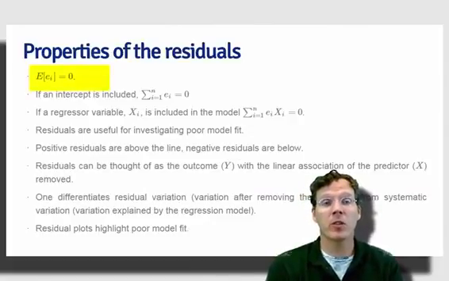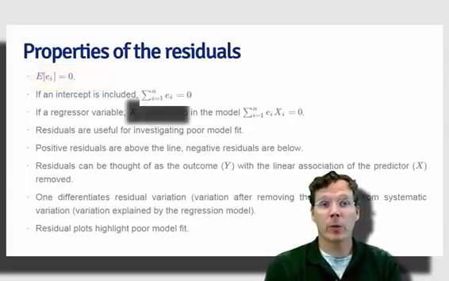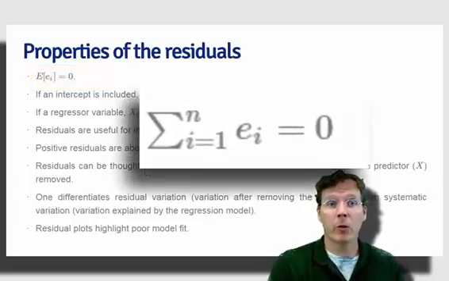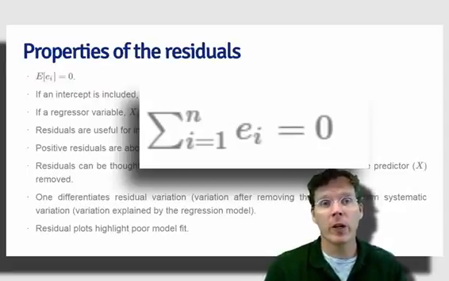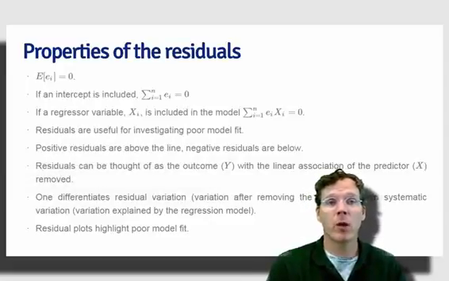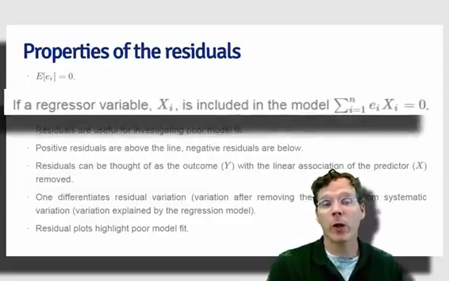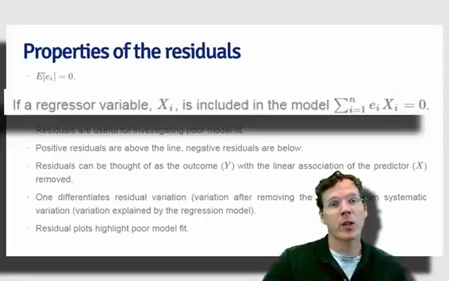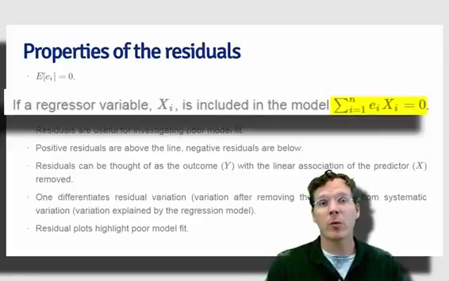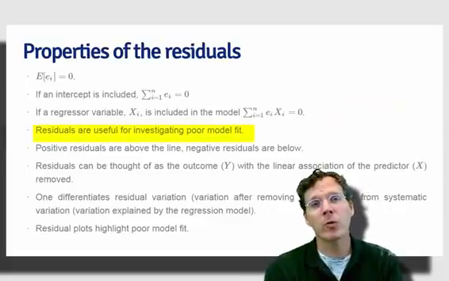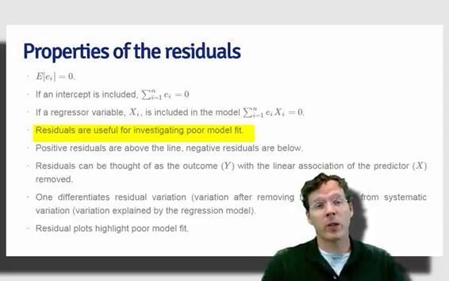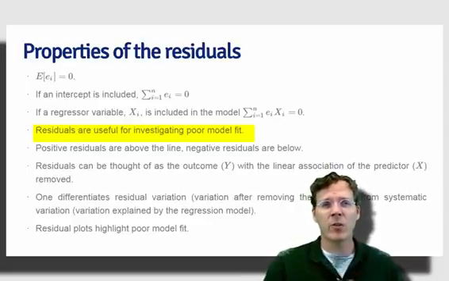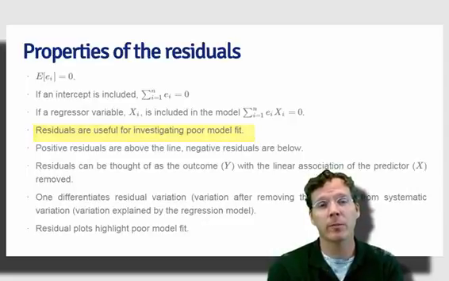First of all, their population expected value is 0. But also, their empirical sum, hence the empirical mean also, is 0 if you include an intercept. If you don't include an intercept, this property doesn't have to hold. The generalization of this property is that if you include any regression term in linear regression, and in our generalization in linear models, the sum of the residuals times that regression variable has to be 0. Residuals are very useful for diagnosing poor model fit, and we can create plots that zone in on the aspects of poor model fit.